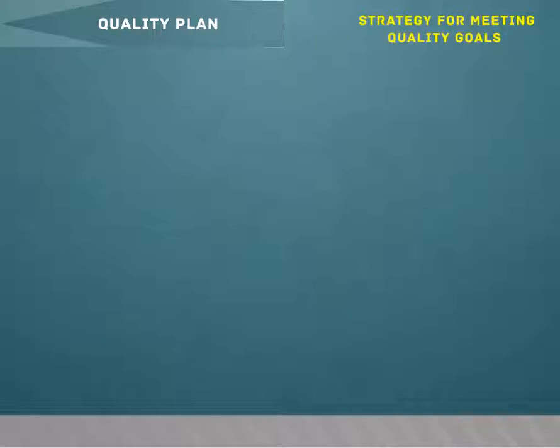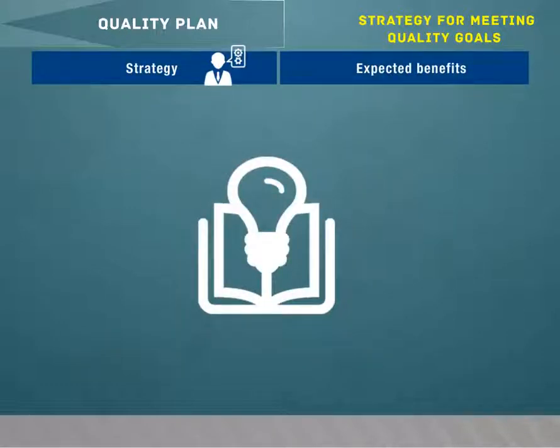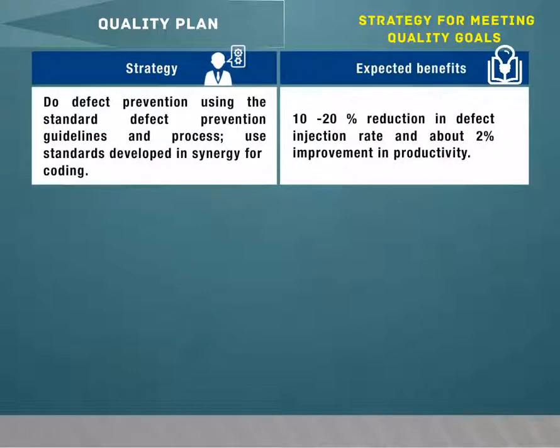Strategy for meeting quality goals. Strategy, expected benefits. Do defect prevention using the standard defect prevention guidelines and process. Use standards developed in Synergy for coding. 10 to 20% reduction in defect injection rate and about 2% improvement in productivity.